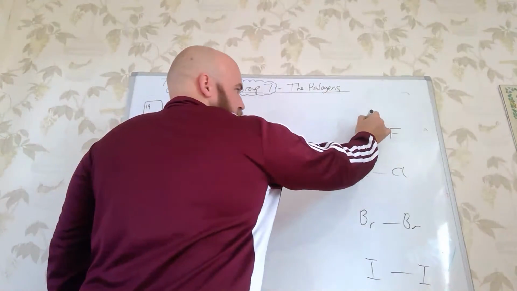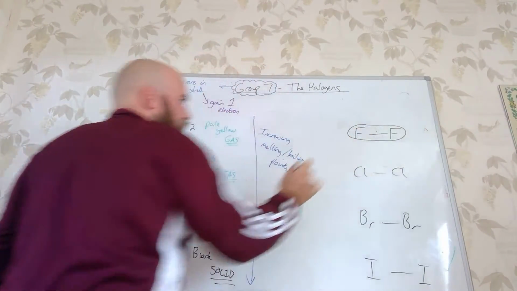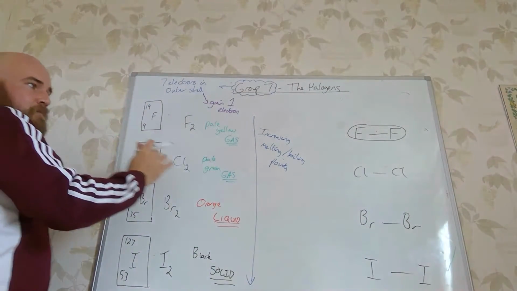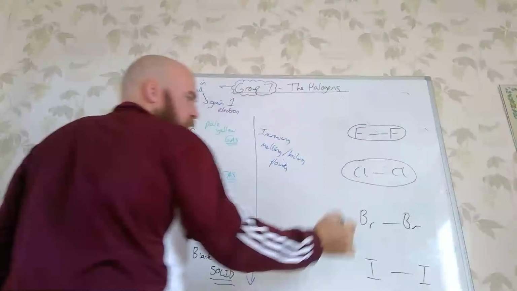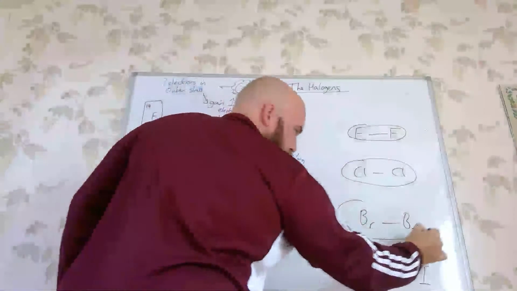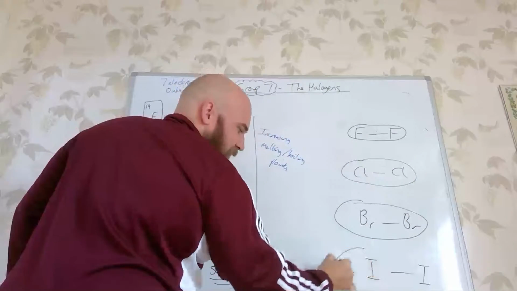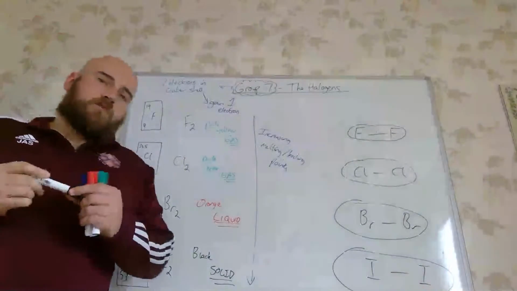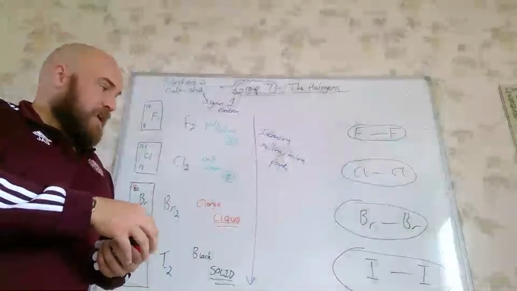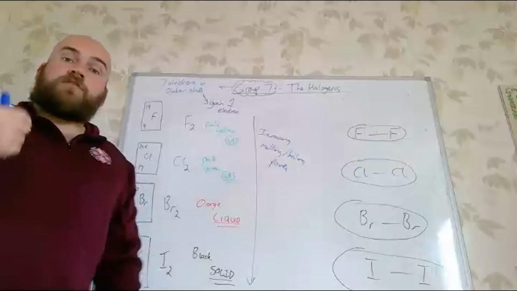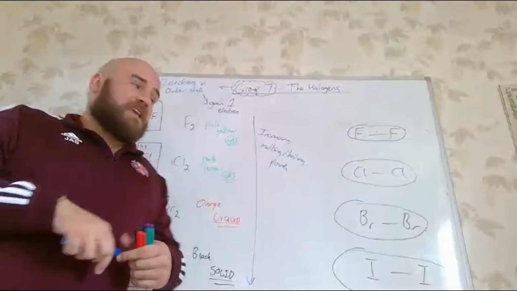So the fluorine molecule would be the smallest because fluorine is the smallest atom. Chlorine would be slightly bigger. Bromine would be even bigger. And iodine would be the biggest. All right. And there is a general rule for the molecule, and this is really AS chemistry, but I think you guys can take it. The bigger the molecule, the stronger the intermolecular forces.